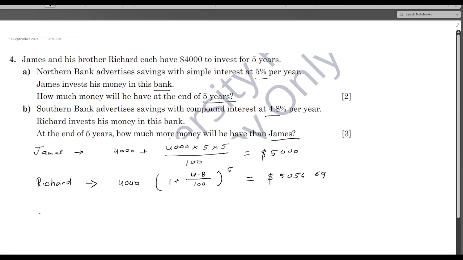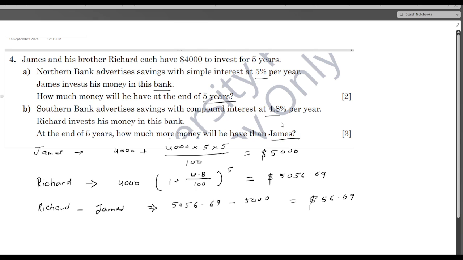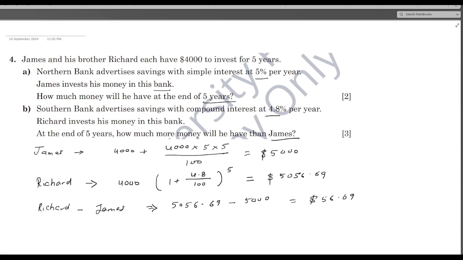So it is Richard minus James. If we see, this is equal to $5,056.69 minus $5,000. So this gives you $56.69. So this is how much more money Richard has as compared to James.